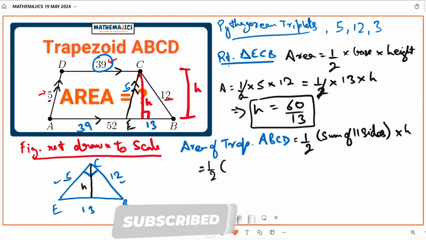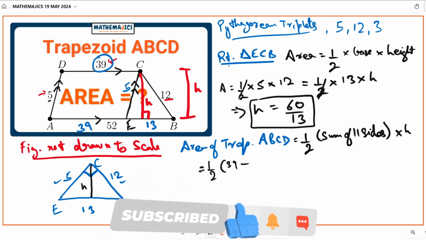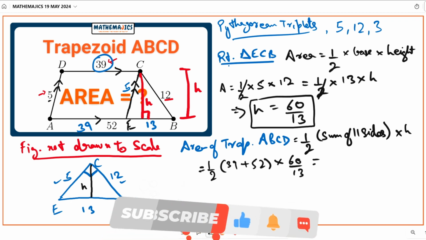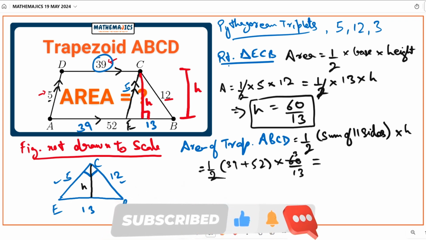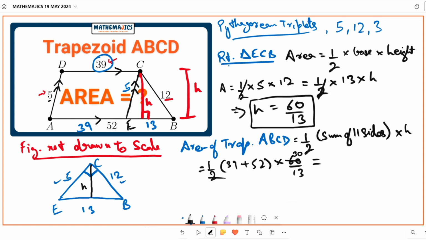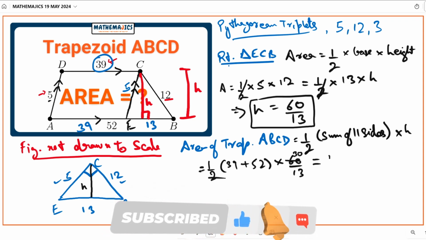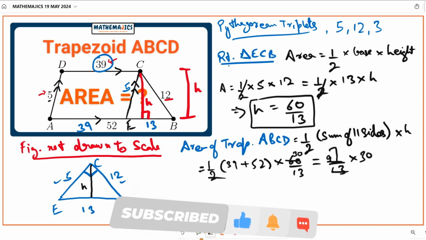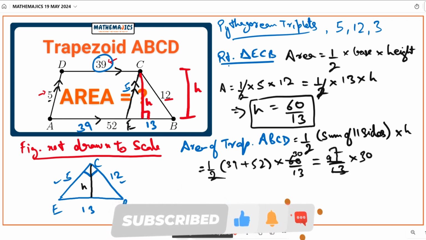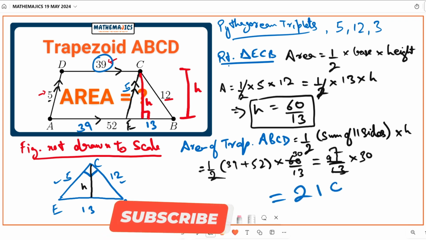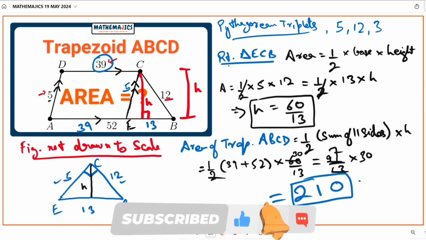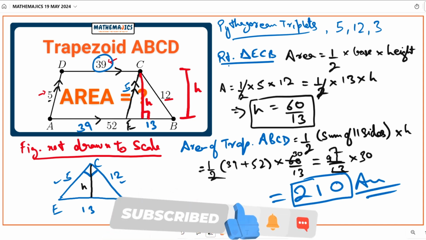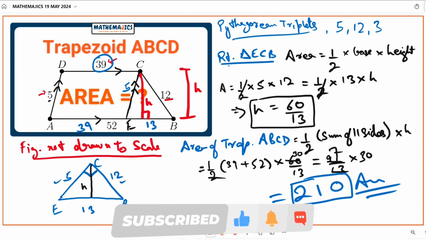What are the parallel sides here of the trapezoid? Half times 39 plus 52 times height. Height is 60 by 13. If I solve this, 2 and 60 will get cancelled. We get 30, and 91 by 13 times 30. That will give me 7 times 30. That means the area will turn out to be 210. So the area of the trapezoid that we need to find out is 210.